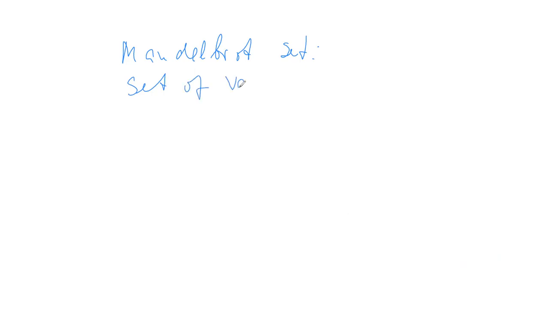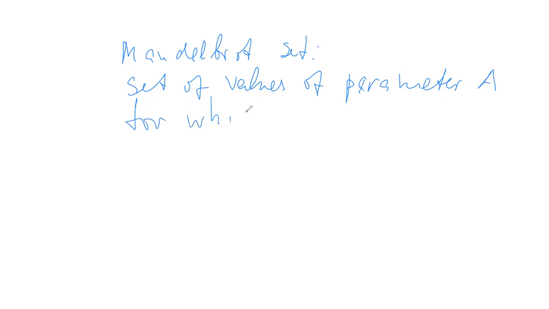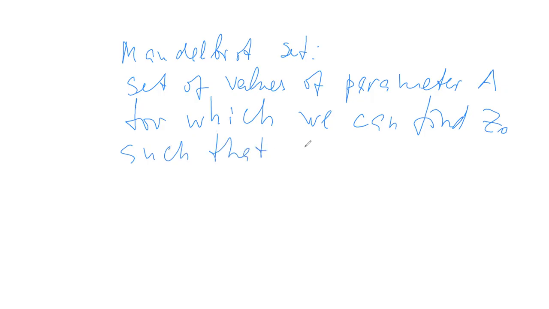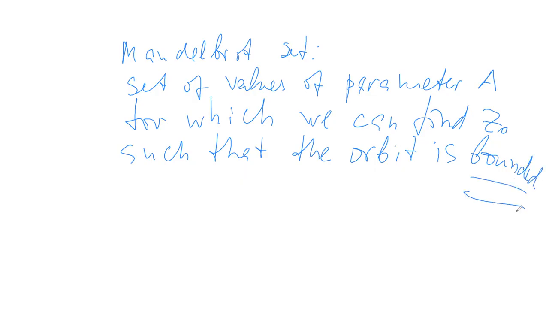The set of values of parameter A for which we can find Z naught such that the orbit, meaning the solution, is bounded. So this is the general problem, the most general problem for maps on the complex plane.